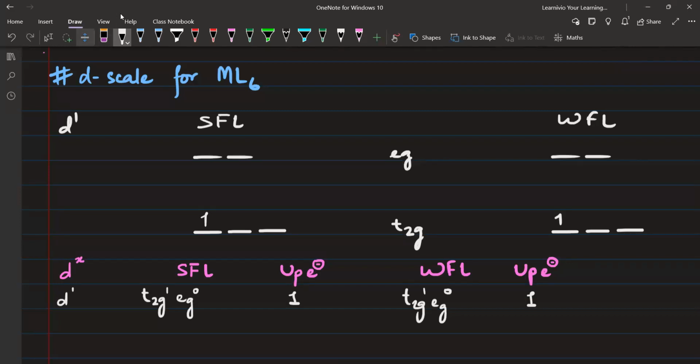Does this make sense? Yes or no? Please tell me. Do you understand? Yes, sir. Yes, sir. And this is for unpaired electron for strong field. And this is for weak field.